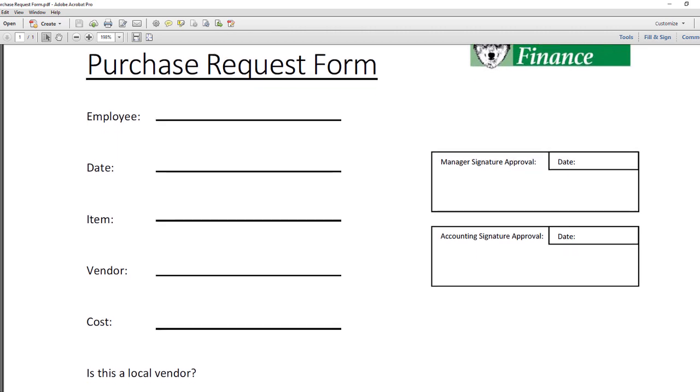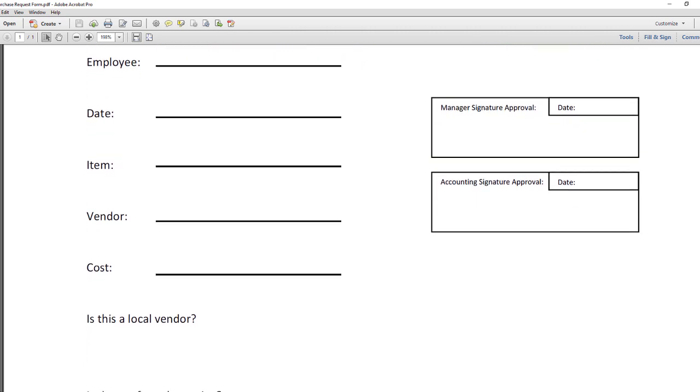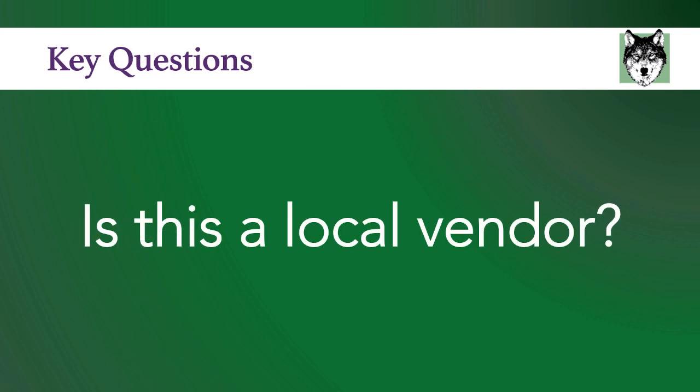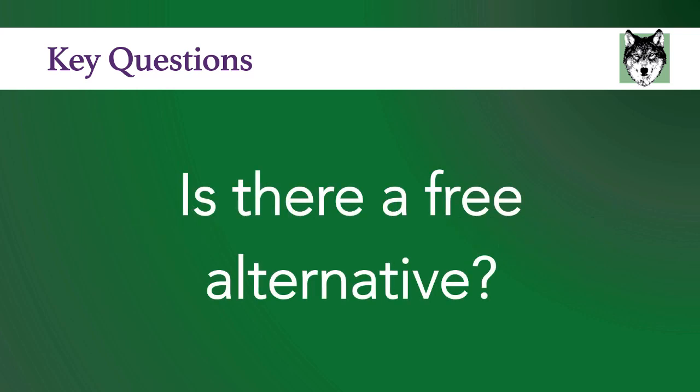The form starts out with general information. So you have employee, date, item, vendor, and cost. And then there's a series of questions I want to think through. Is this a local vendor? This question encourages people to support local small businesses. Is there a free alternative?